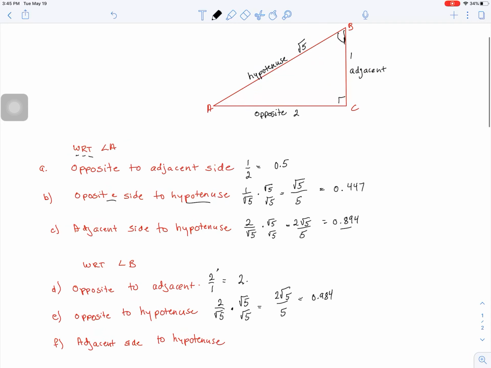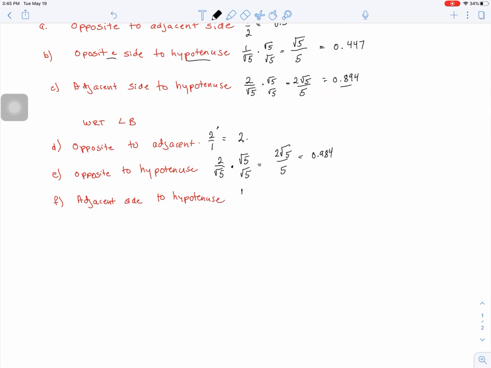And now we have the adjacent side to the hypotenuse. Looking up, we have 1 and we have the square root of 5. So adjacent is 1, hypotenuse is the square root of 5. We multiply it by the square root of 5 so that we don't have an irrational number on the bottom. And so we get the square root of 5 over 5, which we have figured out earlier, 0.447. Hopefully that made sense, grade 8.